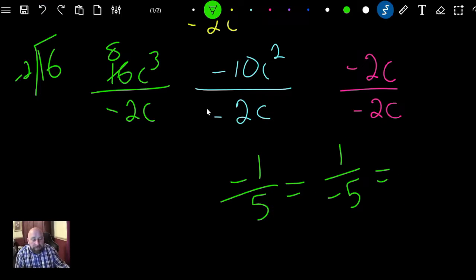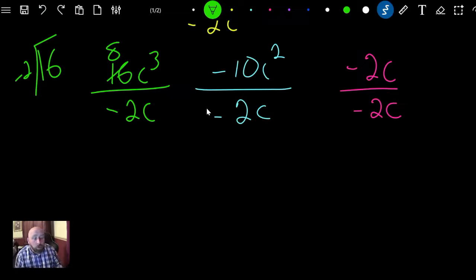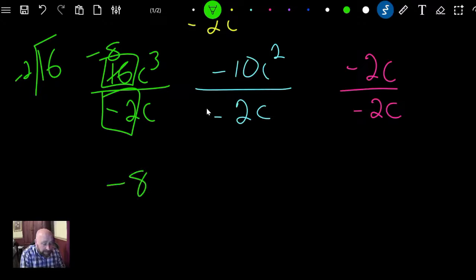Typically in fractions, we write the negative sign either out front or in the numerator. Try to keep the negative signs out of the denominator as much as you can. So here we divide 16 by negative 2, and that's going to give us a negative 8. And this is going to cancel to a 1 down here. With c cubed and c to the first, you subtract, and 3 minus 1 gives us c squared. That's going to give us a 1. 1 times 1 is 1.